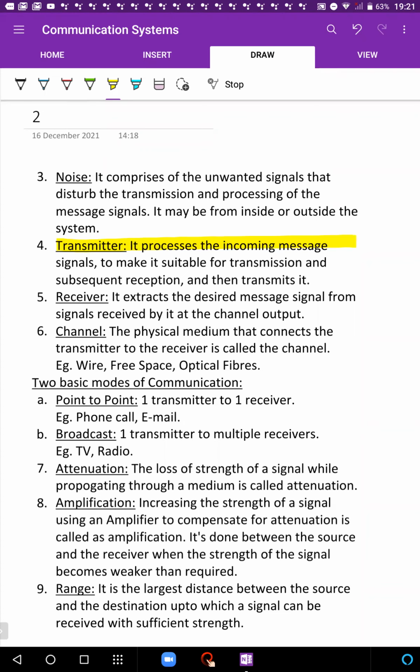Transmitter is the one which processes the incoming message signals. Like the transmitter of my phone is processing my voice and making it an electrical signal. So it's making it suitable for transmission.